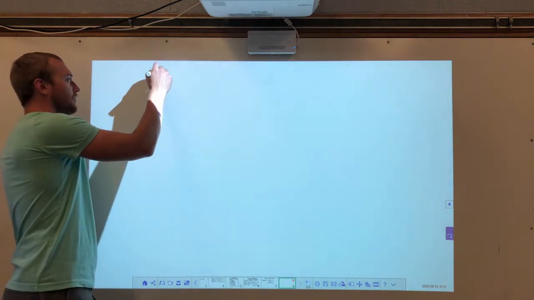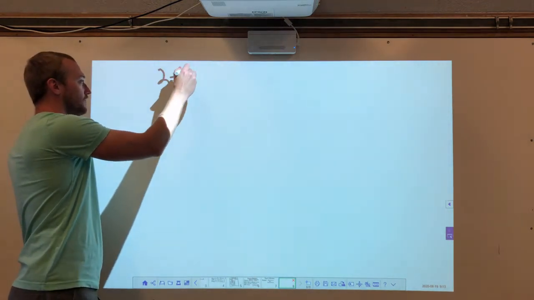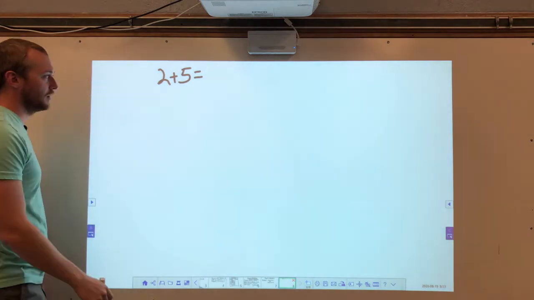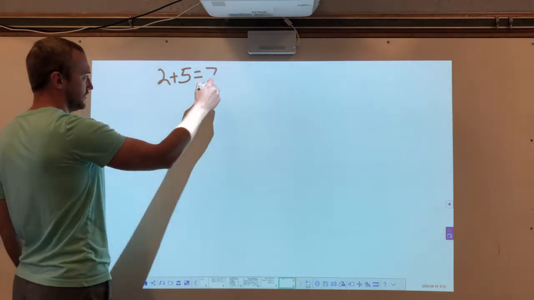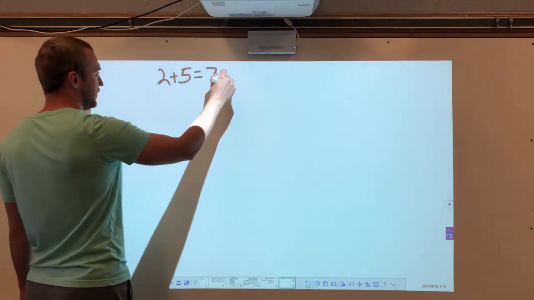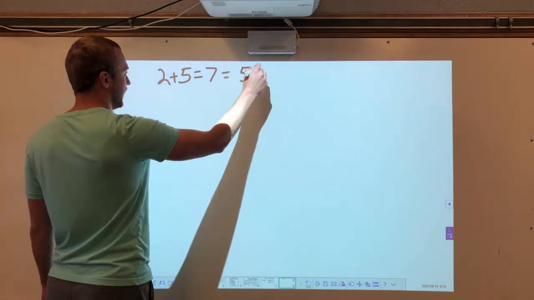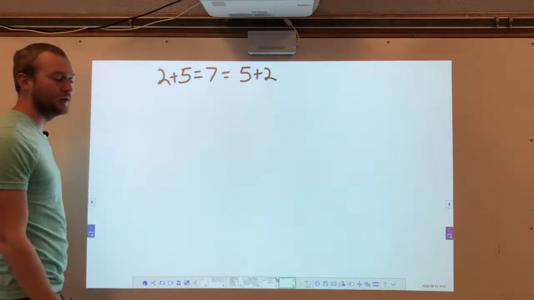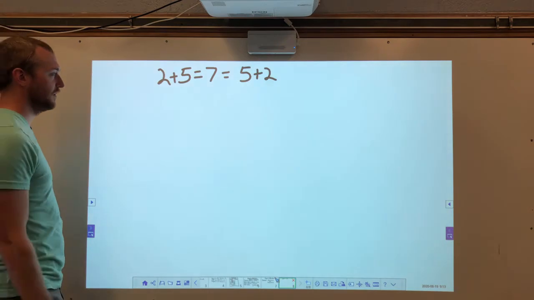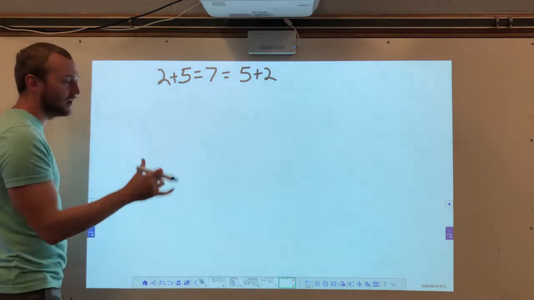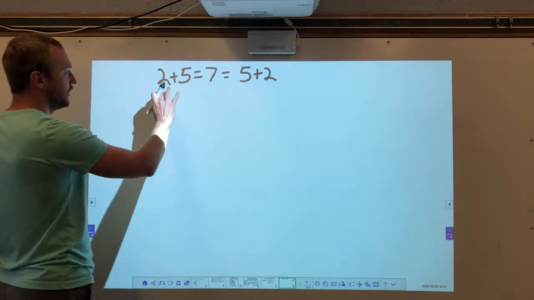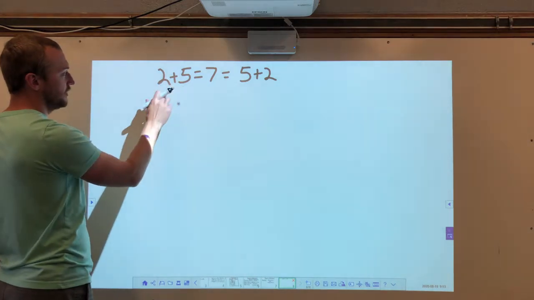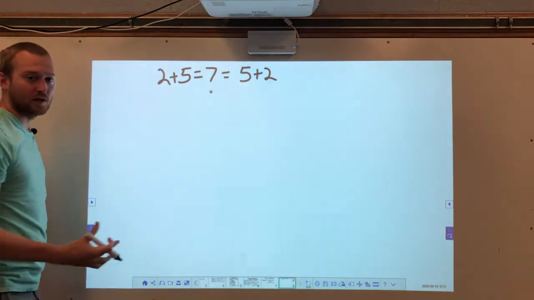If we have 2 plus 5, well, this is 7, right? That is the same as 5 plus 2, right? 5 plus 2 also gives you 7. So again, all we did was switch the order of our two real numbers here, but it gives us the same value.